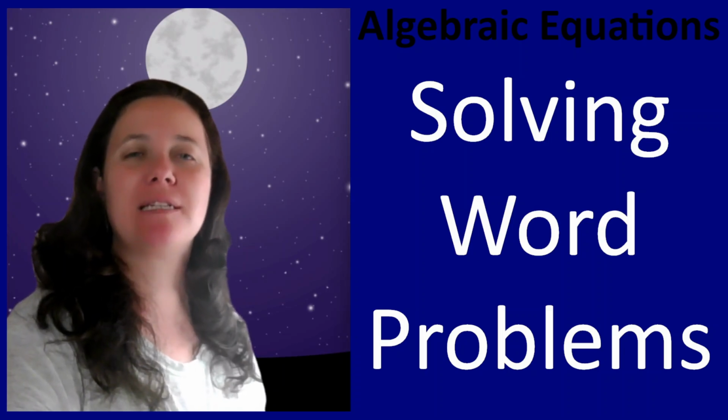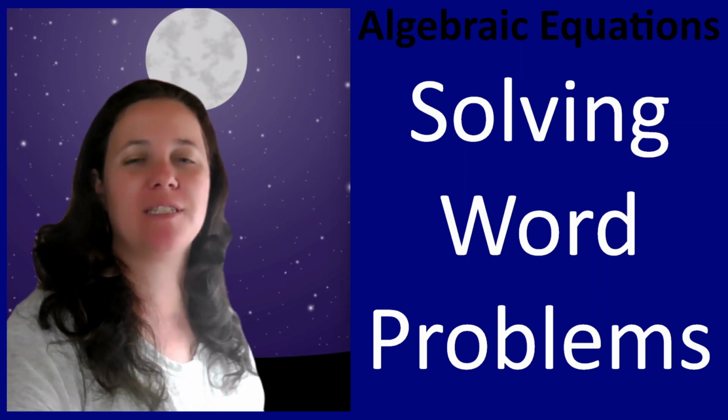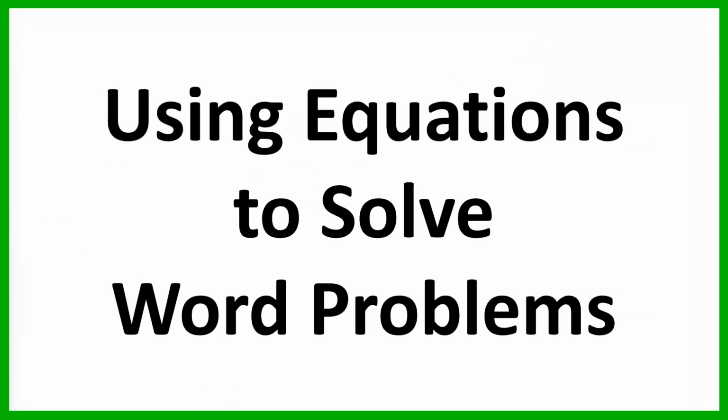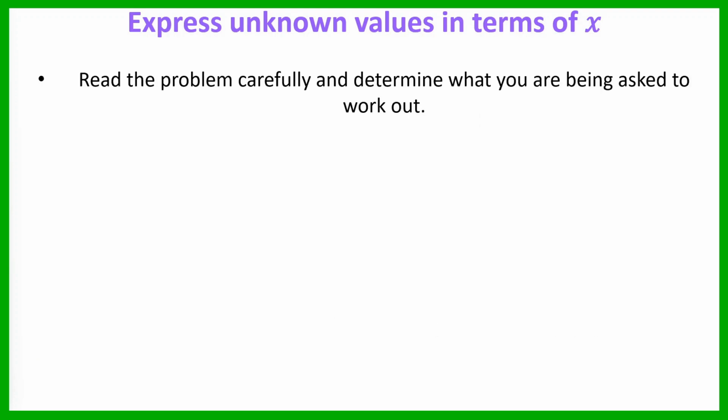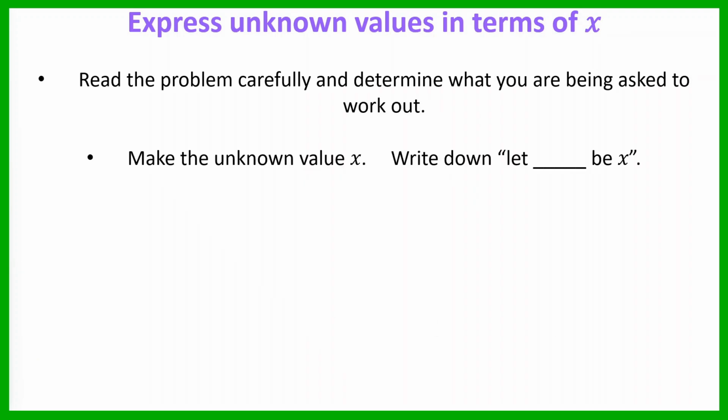Hi, today we're going to be practicing solving word problems using equations. We'll start off by reminding you about the process that we need to follow when we are using equations to solve word problems. First, you need to express your unknown values in terms of x. So you need to read the problem carefully and determine what you're being asked to work out. Make the unknown value x and write it down normally as "let whatever it is be x."